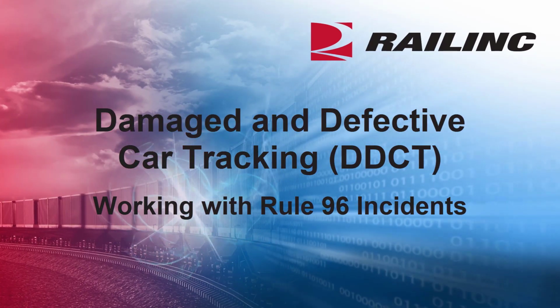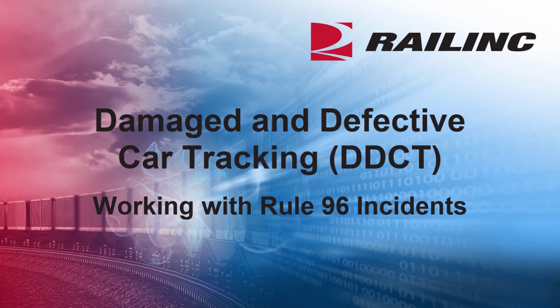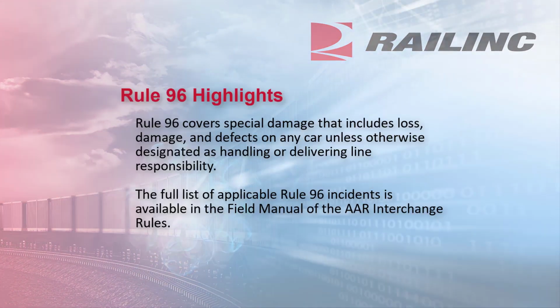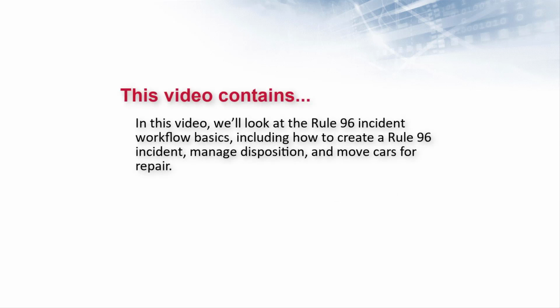Welcome to this overview of working with Rule 96 incidents in RailInk's Damaged and Defective Car Tracking System, known as DDCT. Rule 96 covers special damage that includes loss, damage, and defects on any car unless otherwise designated as handling or delivering line responsibility. The full list of applicable Rule 96 incidents is available in the field manual of the AAR interchange rules. In this video, we'll look at the Rule 96 incident workflow basics, including how to create a Rule 96 incident, manage disposition, and move cars for repair.